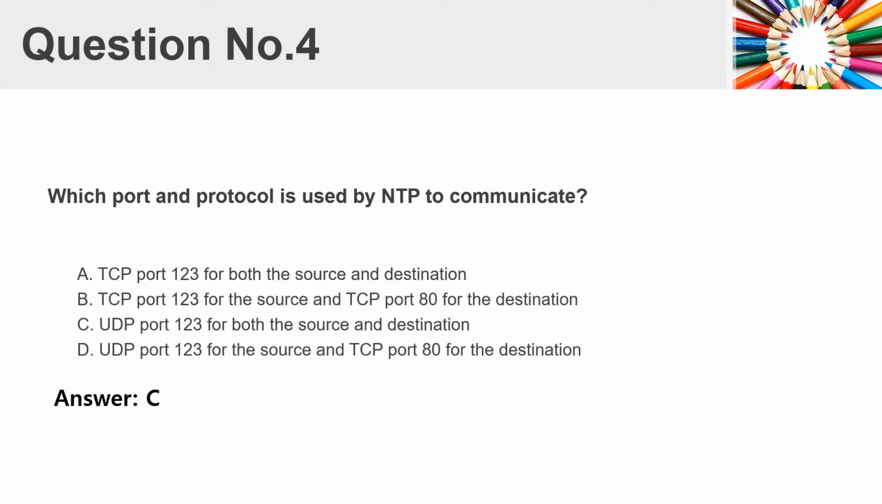Question number 4. Which port and protocol is used by SNTP to communicate? A. TCP port 123 for both the source and destination. B. TCP port 123 for the source and TCP port 80 for the destination. C. UDP port 123 for both the source and destination. D. UDP port 123 for the source and TCP port 80 for the destination. Answer: C.